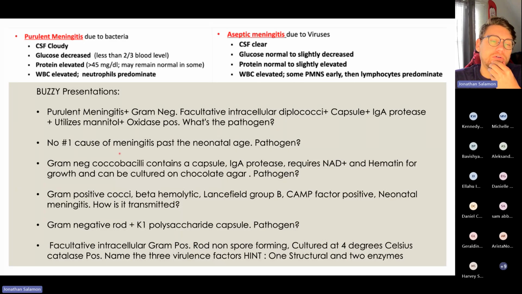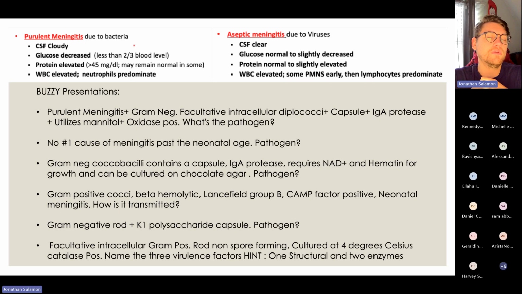This is a whole bunch of really important things. I'm not gonna lie. Okay, so obviously know the difference here. You should be able to see a tube, or they should be able to describe a culture to you, and you should be able to tell right away if it's bacterial or if it's viral, which is aseptic meningitis, right?